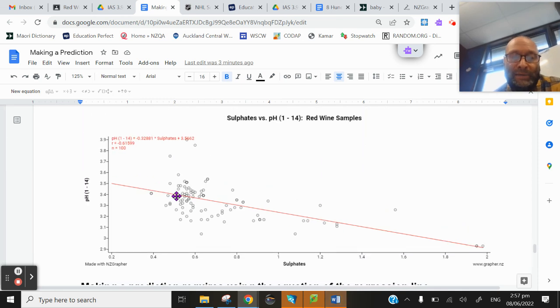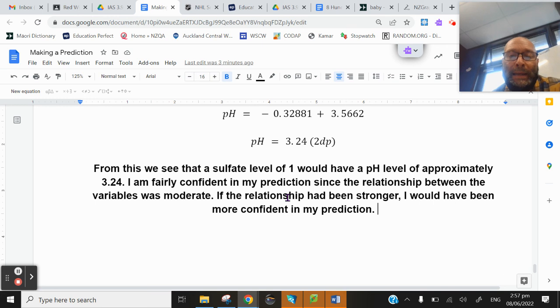We can see that many of the data points are close to the regression line with a few far away, and this is supported by my R value, negative 0.61599. All right, so that's how we make our prediction using the regression line equation. And if the relationship had been stronger, I would have been more confident in my prediction.